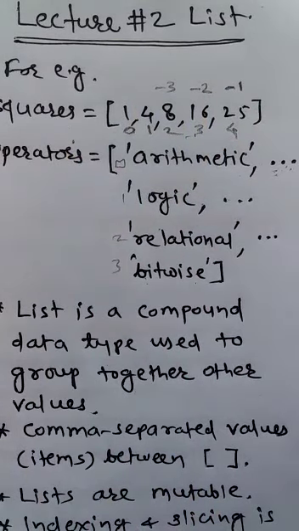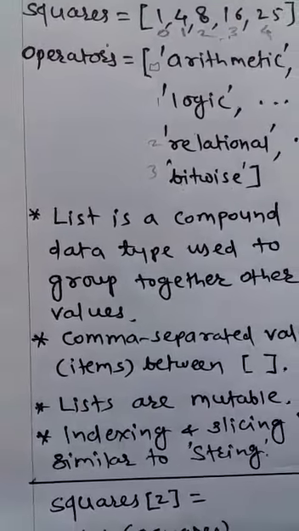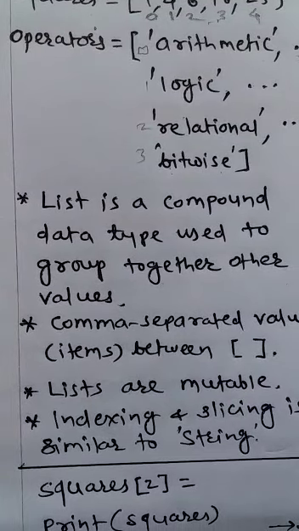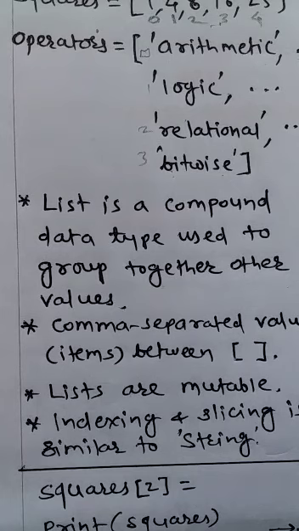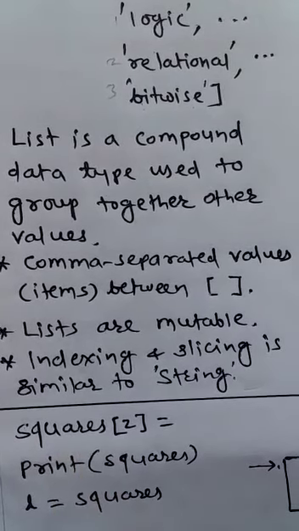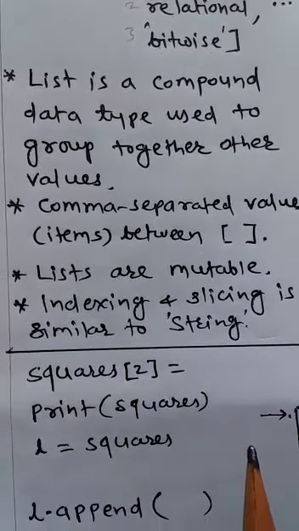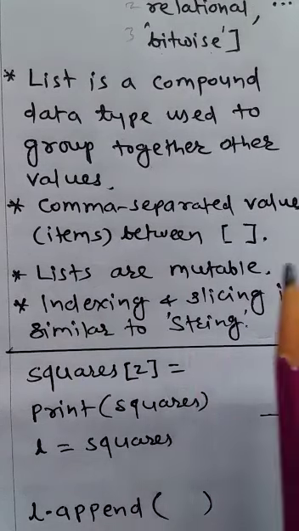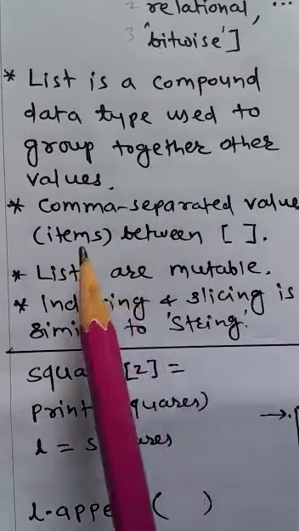So how will we define a list? A list is a compound data type used to group together other values. Which values are grouped together? In the first list we grouped together different numbers, and in the second list we grouped together different strings. These are the points regarding the list. One important point: in a list we write comma separated values.